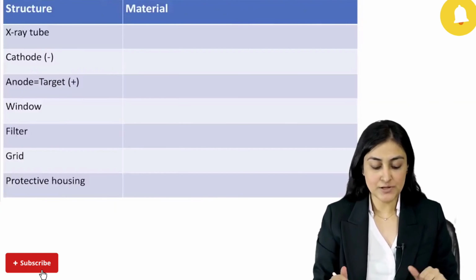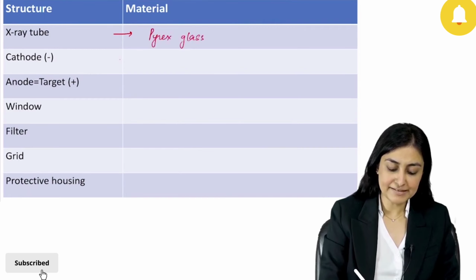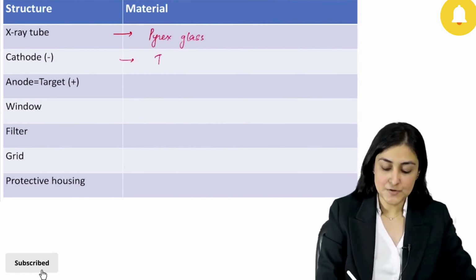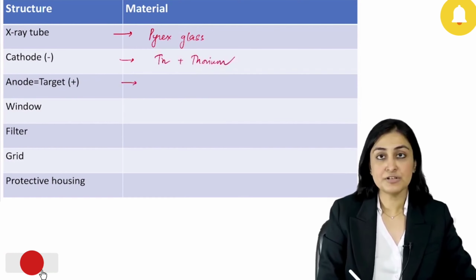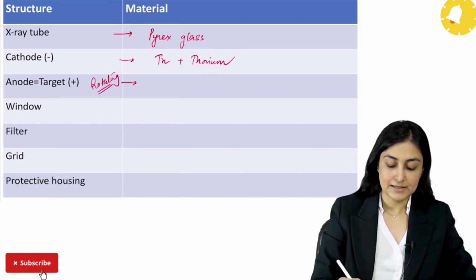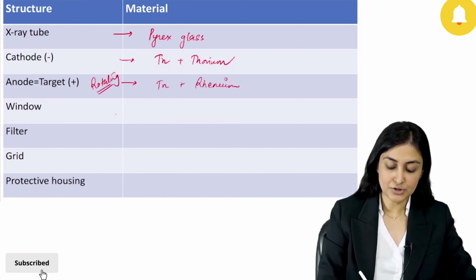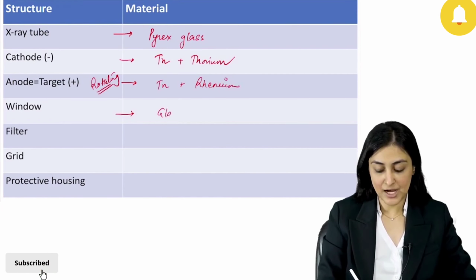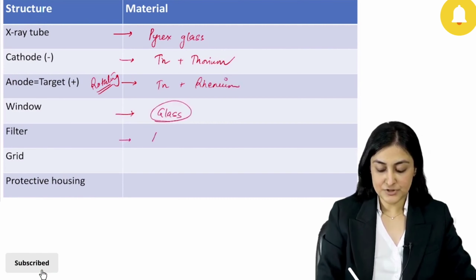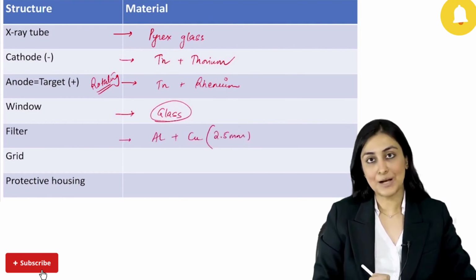So this is the X-ray tube. Just to sum up very quickly, what is the X-ray tube made up of? It's made up of Pyrex glass. What is the negatively charged cathode made up of? That's made up of tungsten plus thorium alloy. The anode, or the positively charged target, which is a rotating anode, remember, most commonly is made up of tungsten plus a rhenium alloy, right? What about the window? The window is made up of glass itself. We have a filter which is made up of aluminium plus copper, 2.5 millimeters equivalent.